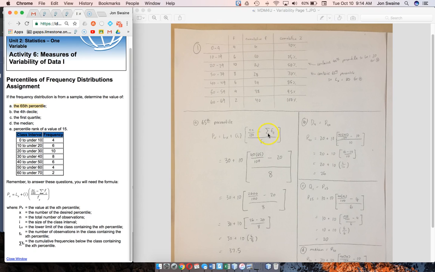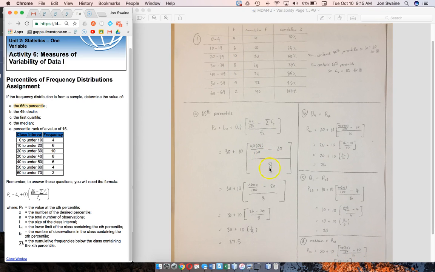Now there's this weird thing, sigma FC. The cumulative frequencies below the class containing the X percentile. Let's look at the X percentile class again. That was 30 to 39. What is the cumulative frequency for the class below? I go here, and there it is. It's 20. So that's where that number comes from. And then the last one, Fx, is the number of observations in the class containing the Xth percentile. That's this class here. What's the frequency? 8. So that's where all those numbers come from.